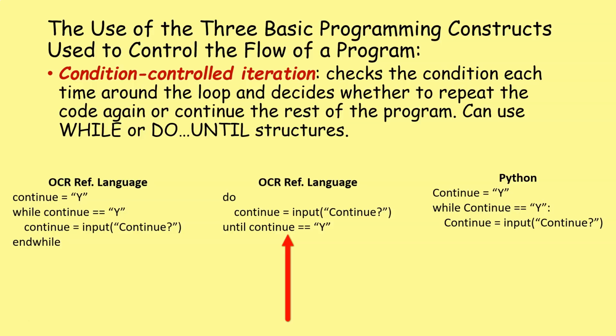In the middle here, we have the do until structure. This is a structure that exists in the OCR reference language, but does not exist in Python. The main difference here is that it's a post check, in that it checks at the end of the block of code, rather than a pre-check, like a while loop, that checks the condition at the start of the block of code. So we have do continue equals input continue until continue is equal to Y. This will always execute at least once, whereas a while loop might never execute if that condition is not true.